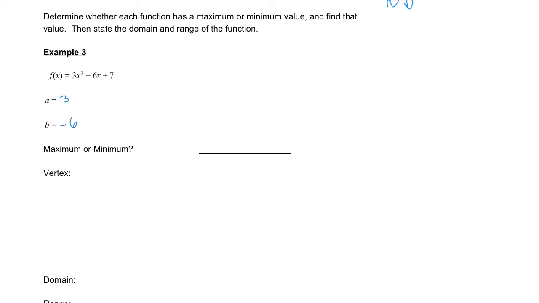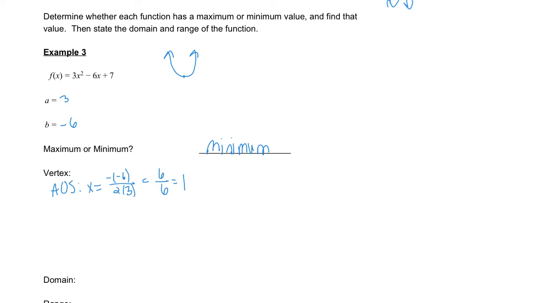To find out first if we have a maximum or minimum, we look at A. A in this case is 3, that's greater than 0. That means it's going to look like this, so it's going to have a minimum. A is greater than 0, it opens up. A is positive, your parabola opens in the positive direction, and there's a minimum. So for the vertex, we need first the axis of symmetry. That's x equals negative b, negative 6, over 2 times a. Well, that is positive 6 over positive 6, and that's 1.